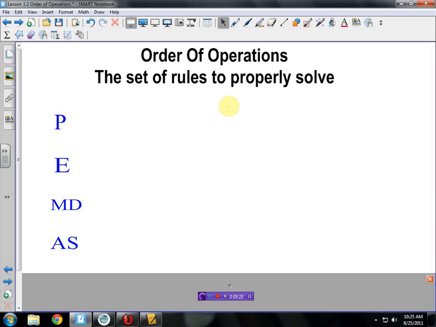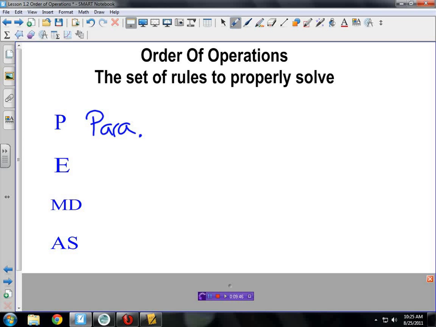Does anybody have a clue what that means? No, I already called on you. Let's go with Takeda. Parentheses, right? Parentheses, right? And how do you spell parentheses? P-A-R-A period, right? Parentheses, there we go.